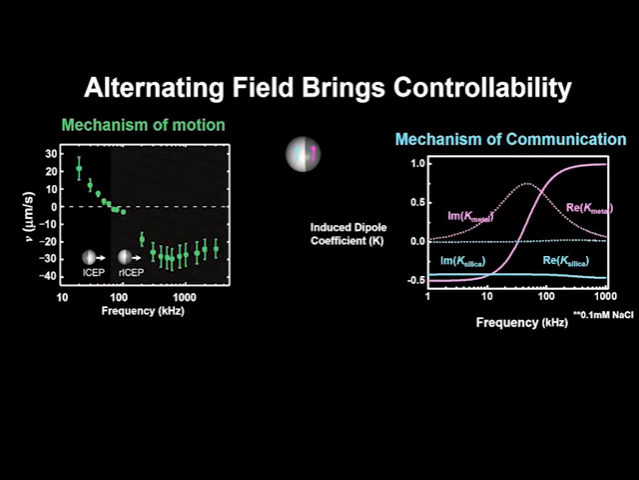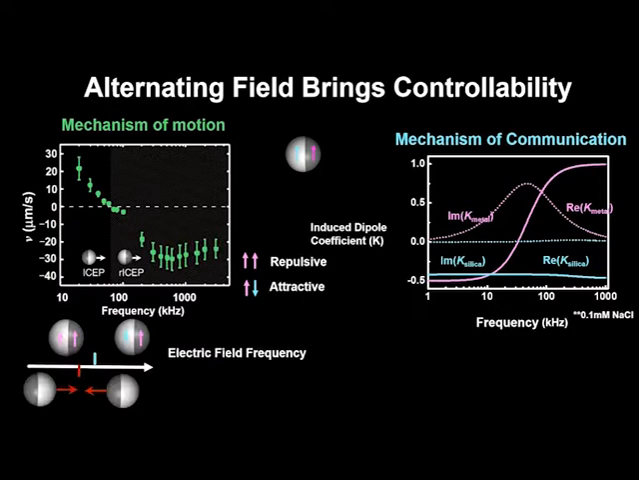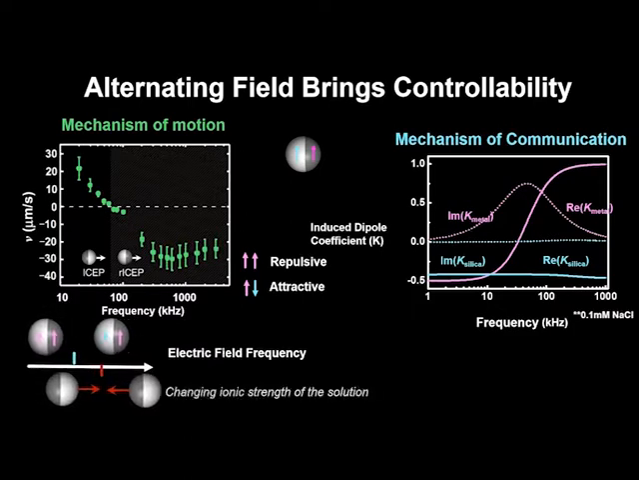Because of the geometry confinement in 2D, the dipoles can only be aligned or anti-aligned, which correspond to repulsion and attraction respectively. As ions in the solution play so important a role, by changing the ionic strength of the solution, we can also tune the critical frequencies for the motion and interactions. I'll show you next why we care about switching the direction of the motion.